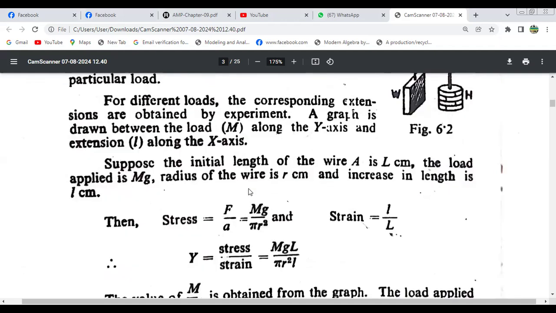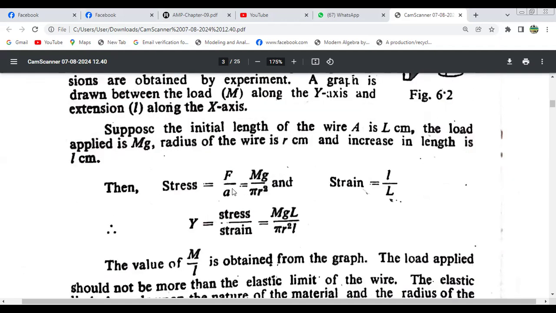In this case, stress equals force per unit area. Area means A, and this is the circular area, pi r squared. And F equals mg. This force will be the weight mg, and strain will be the increase in length divided by the original length, the change in length divided by the original length.